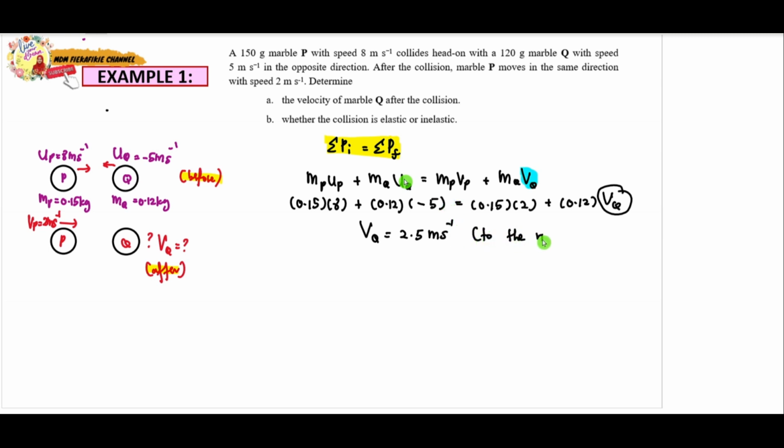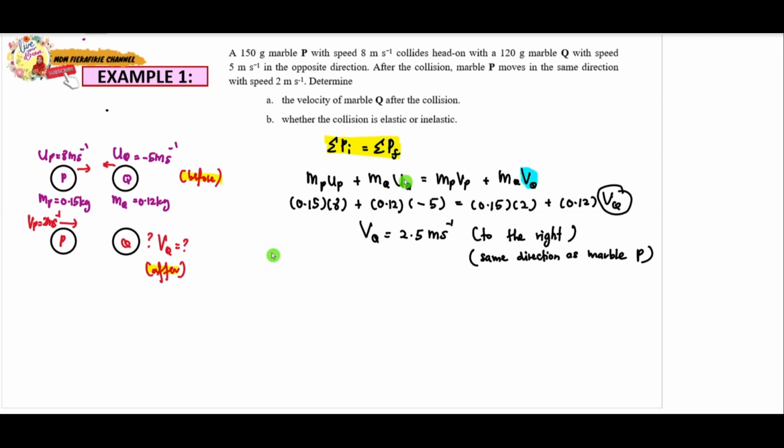Alright, so since the value of VQ is positive, so means that the direction is to the right. Kalau berdasarkan gambar rajah kita ni, to the right lah. Sebab kita ambil right is positive, left is negative. Atau kita boleh tulis same direction. Okay, same direction as marble P.